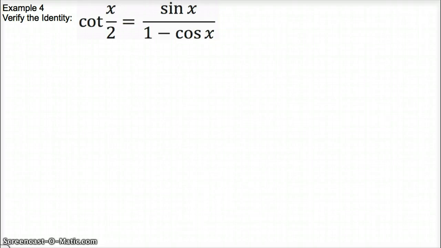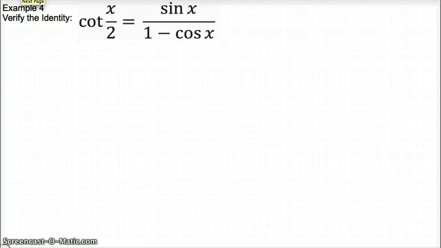This is video 532. In this video, we're going to continue looking at double angle and half angle formulas and how to verify identities with them. So taking a look at the first example here, we're trying to verify this identity. I see cotangent of x over 2 equals sine of x over 1 minus cosine of x.